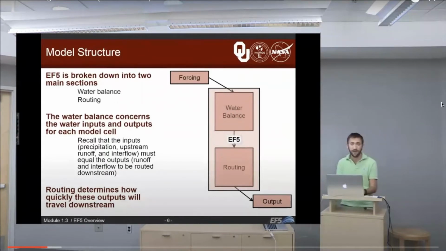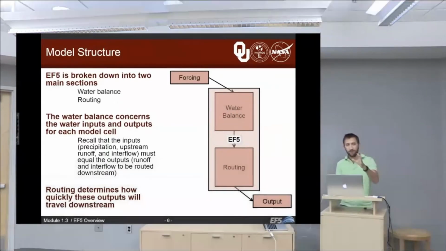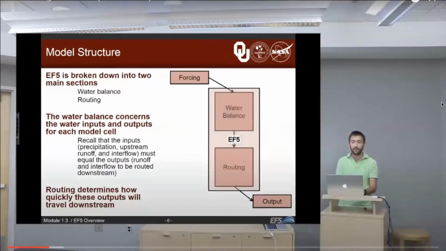So you can see on the diagram on this slide, we have forcing for the input to the model, and then we have output coming away from the model, and there in the middle is EF5, and everything inside that box is part of the model. And so those two components.